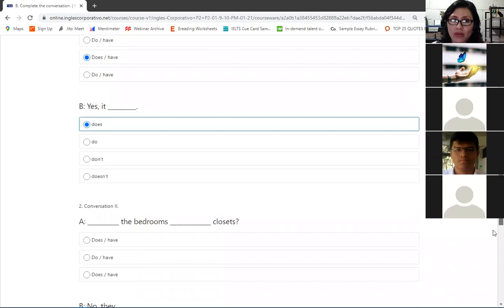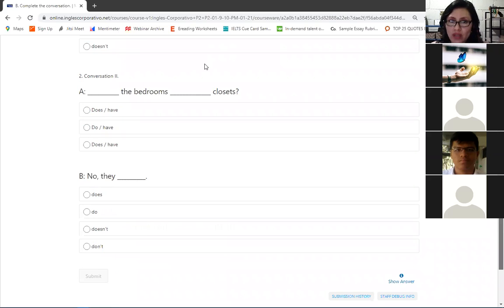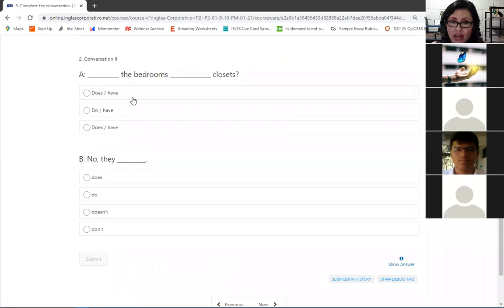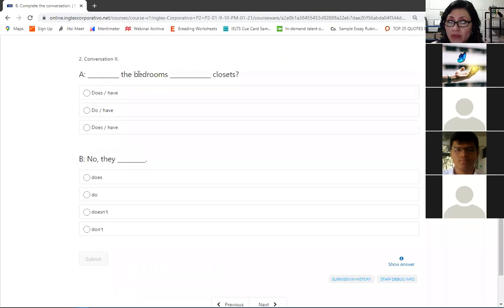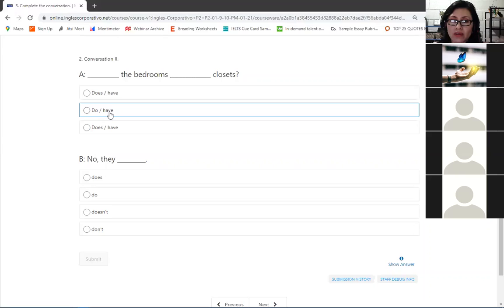Then down below I have another one. It says, the bedrooms, closets. So what is the answer? Does have, or do have? Does the bedrooms have closets? Is that the correct answer? Does the bedrooms? No, teacher. What is it? Do have, because it's in plural. Exactly, right? That's why I was telling you that we need to analyze if the subject is plural or if it is singular. Now, in this case, it is plural, right? So it's do. Do the bedrooms have closets?